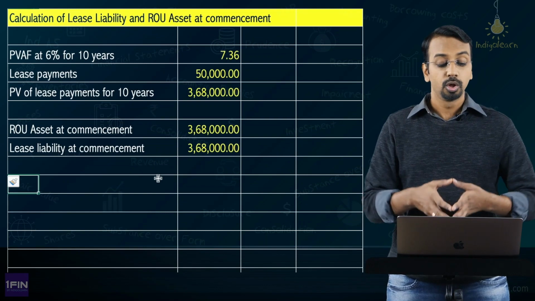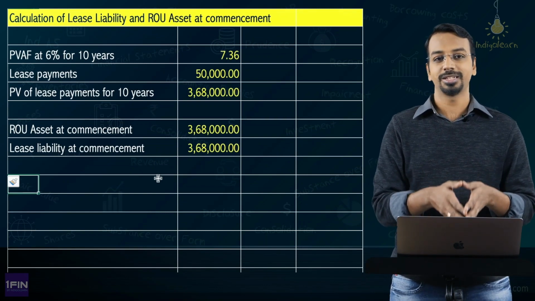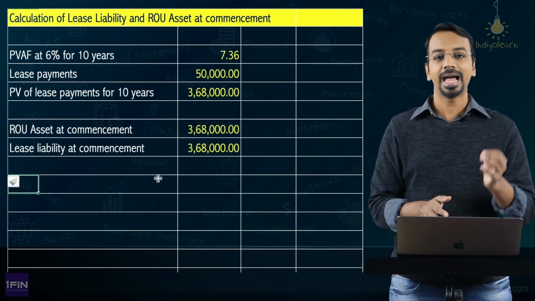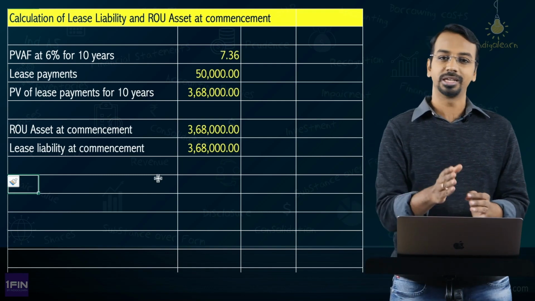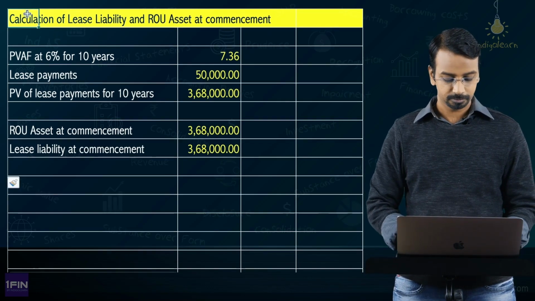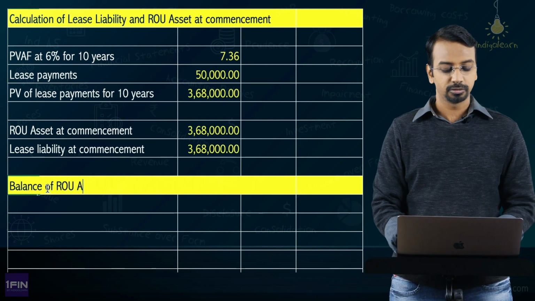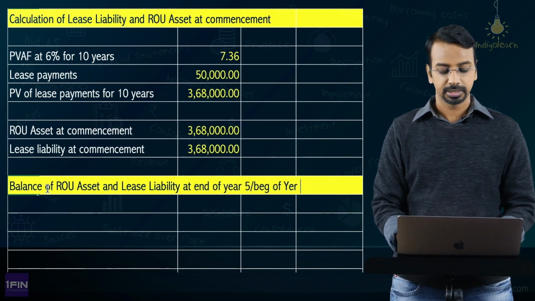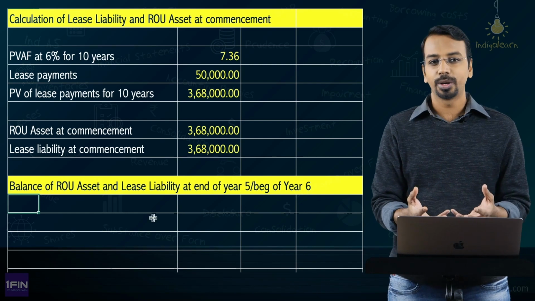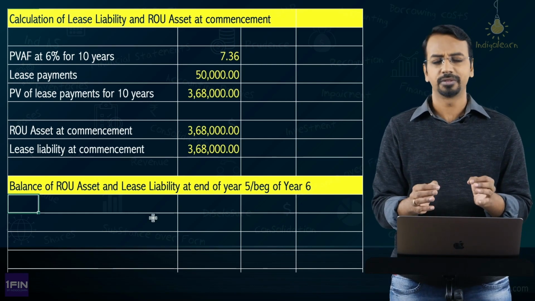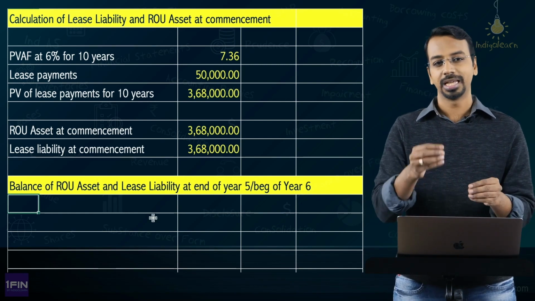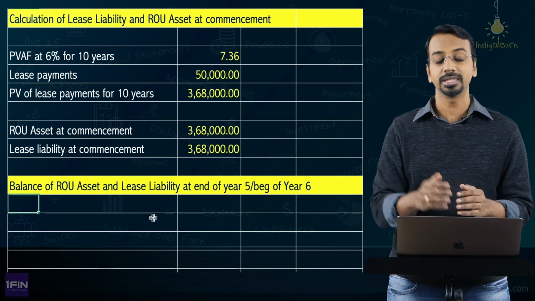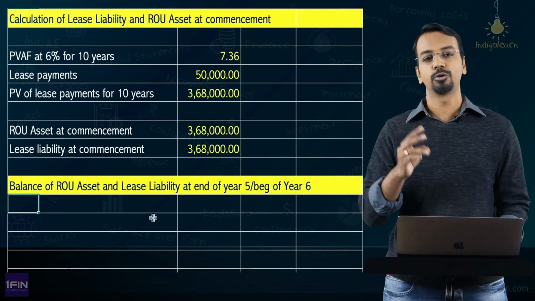Now what do we need to know? We need to know the ROU asset balance and lease liability balance at the end of year 5 or at the beginning of year 6. Okay. So, balance of ROU asset and lease liability at end of year 5 or beginning of year 6. Now, to calculate the ROU asset and the lease liability at the end of year 5, there are two approaches. ROU asset is very simple. Every year you charge same depreciation, you will get the closing balance. As far as lease liability is concerned, you can follow two approaches.